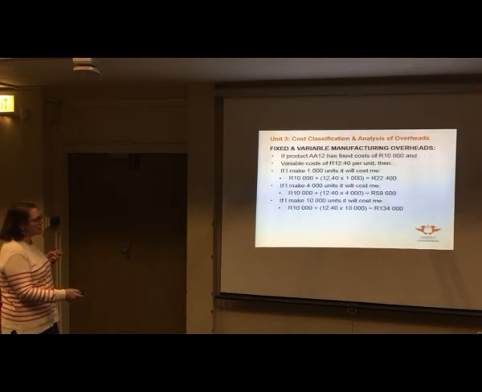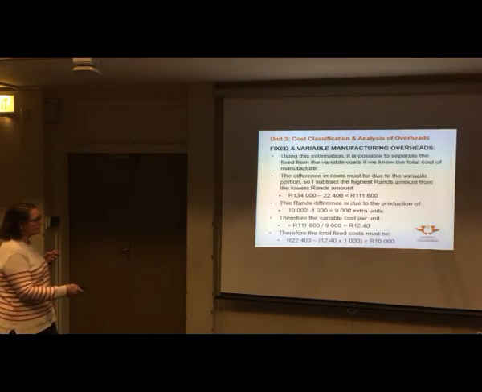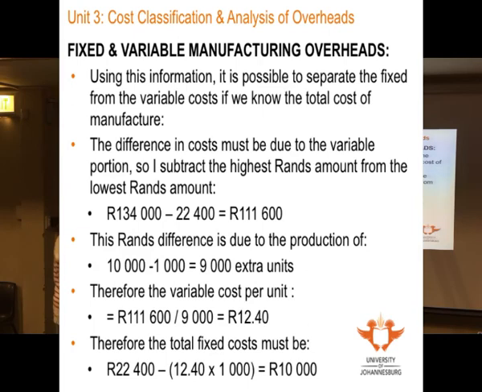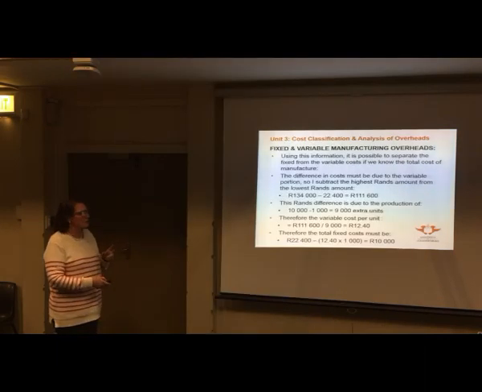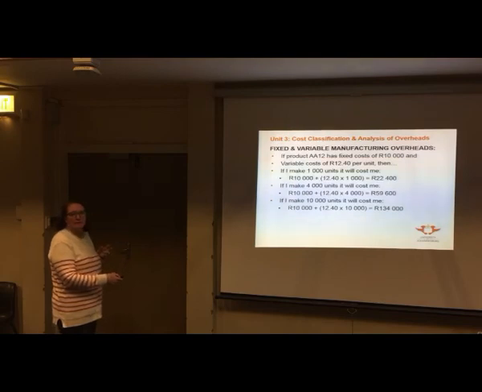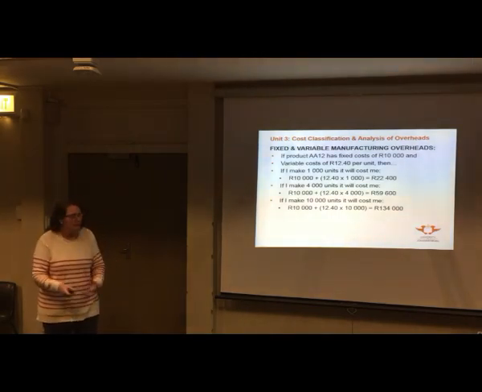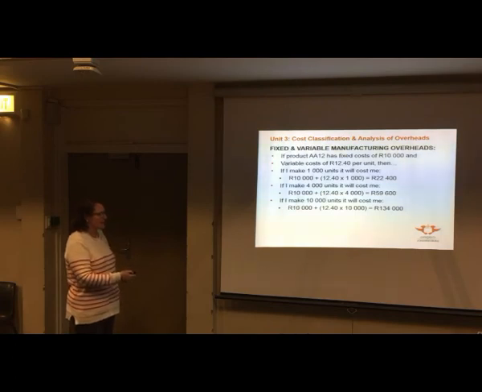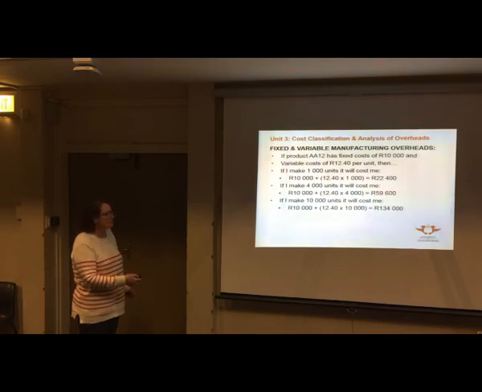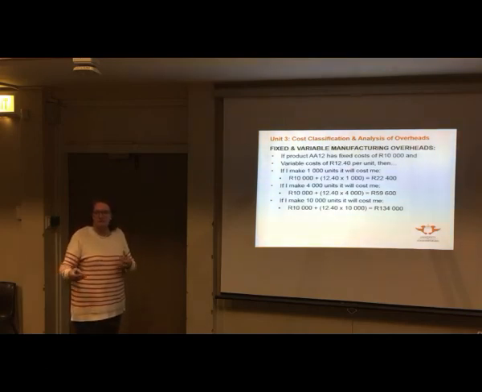Therefore, when we're given these amounts here, if we're given the 134,000, we can then subtract the 22,400. There's the 134,000, there's the 22,400. This difference here must be due to the variable cost because the fixed costs are the same. So we take the difference between the highest and the lowest. The difference must be due only to variable costs because the fixed costs remain the same. So the difference in units here is 9,000 units. Can you see that? So we can take the difference in rands divided by the difference in units, and it will give you the rands per unit, the variable cost per unit.